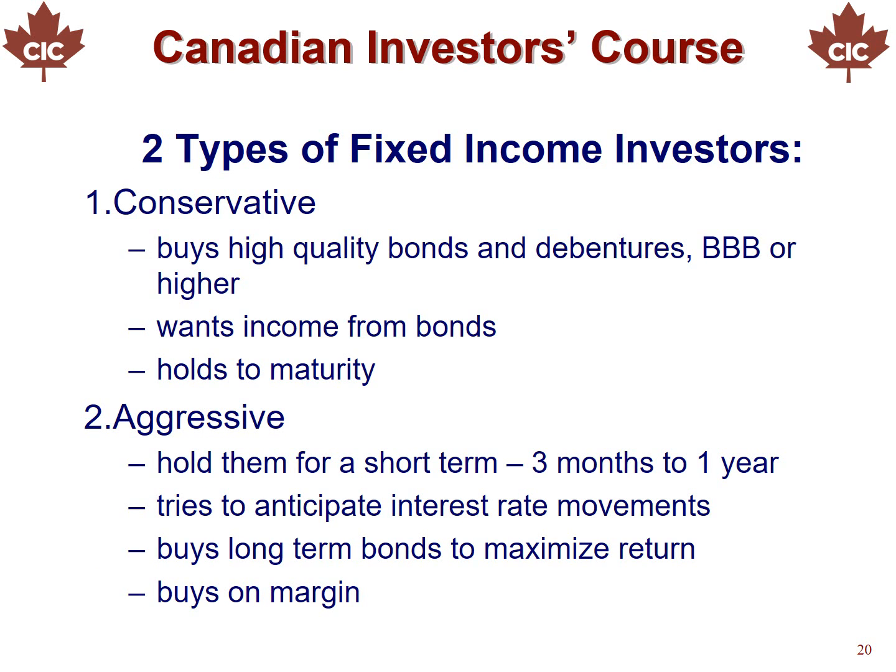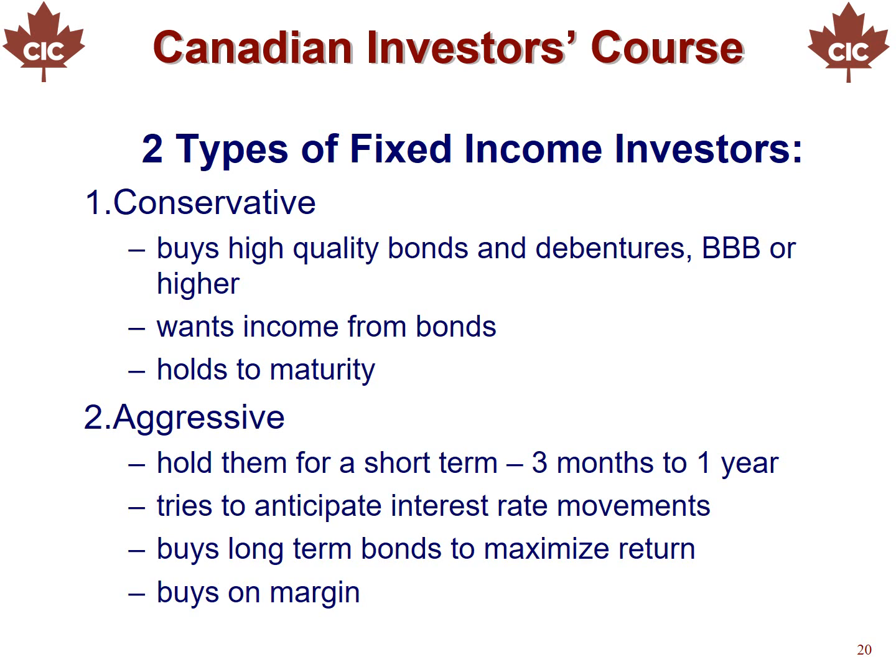There are 2 types of fixed income investors. They're conservative fixed income investors who buy high quality bonds or debentures, BBB or higher. They want income from the bonds and they hold them to maturity. Very often, in fact, insurance companies do this. They buy the bonds when they're new issue. They hold them to maturity. They look at the coupon as the return that they expect from the investment, and they don't take any risk, or they only take the risk associated with the credit worthiness of the bond issuer.